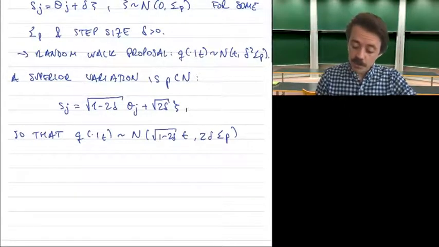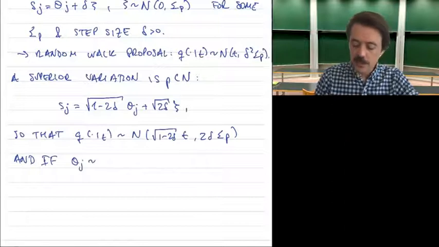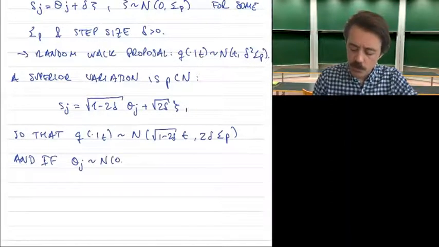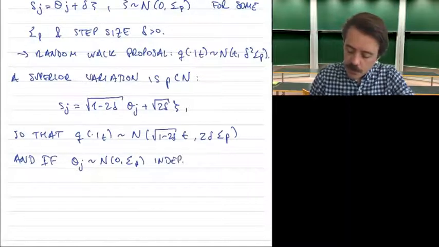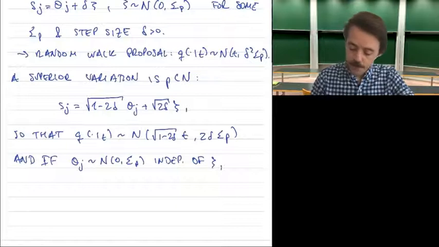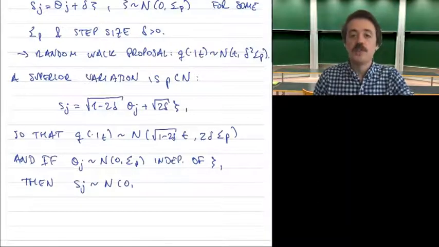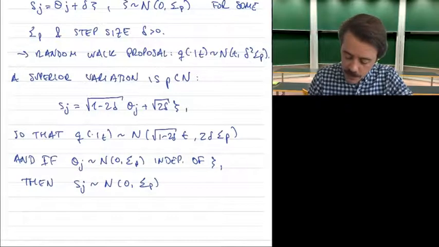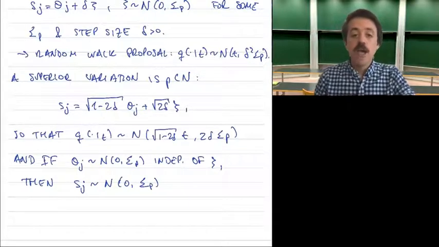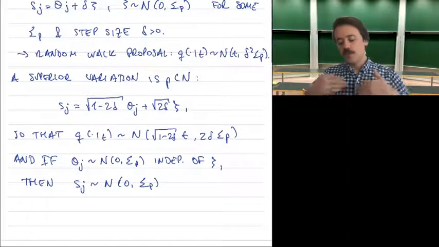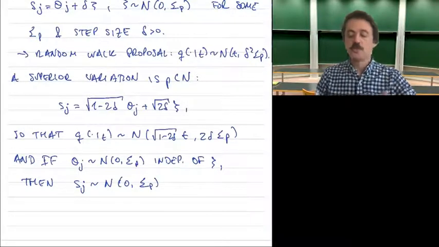So what is important about this? Well, what is important is that if this theta j actually is distributed according to a normal with capital sigma, and it is independent of psi, then we get that the new value will also be centered, with covariance matrix capital sigma p. Okay, and so in some sense, what it's telling us is that we completely preserve the structure of this proposal and of the distribution of the theta j.